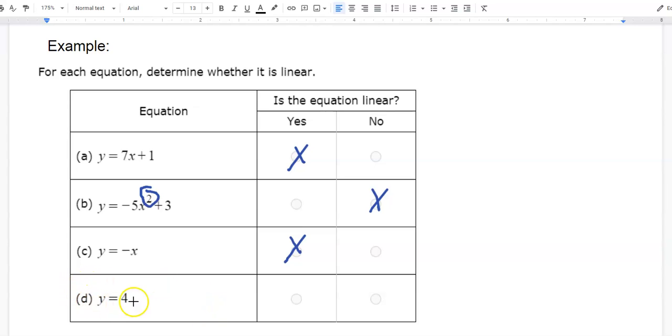And last but not least here in our table, y equals 4. Well, let's go through our steps. Do we have any exponents on the variables? We do not. Do we have any variables that are being multiplied together? We do not. Do we have any variables in the denominator of fractions? We do not. Do we have any variables being used as exponents? And again, we do not. We simply have y equals 4. Now, there is no x here, and that's okay. This actually makes a straight line. We're going to talk about this a little bit later in this unit.